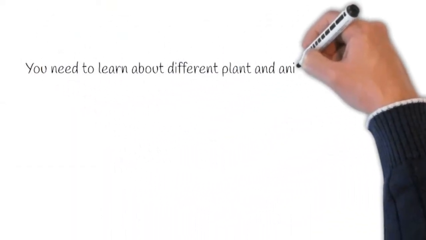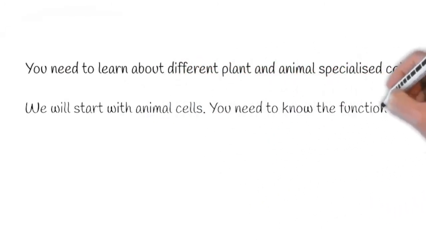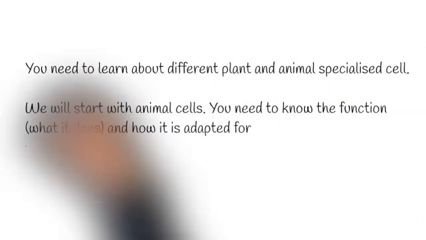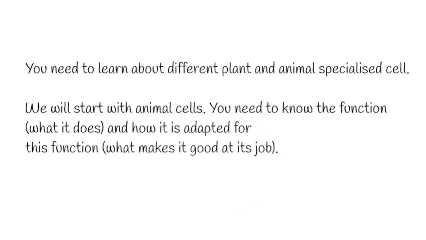You need to learn about different plant and animal specialised cells. We will start with animal cells. You need to know the function, i.e. what it does, and how it's adapted for this function. What makes it good at its job?